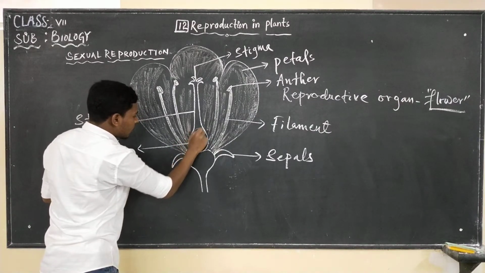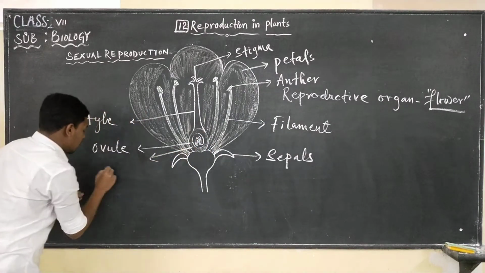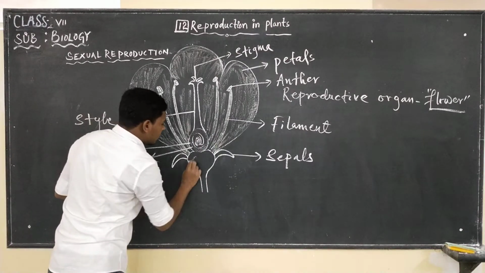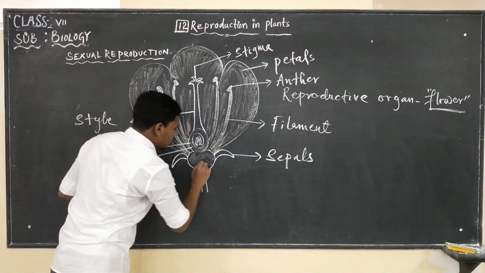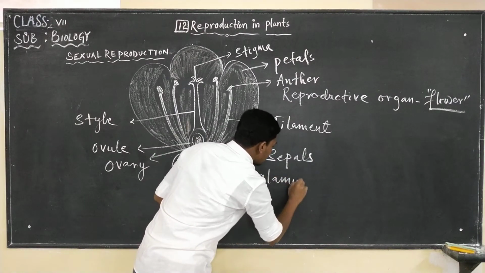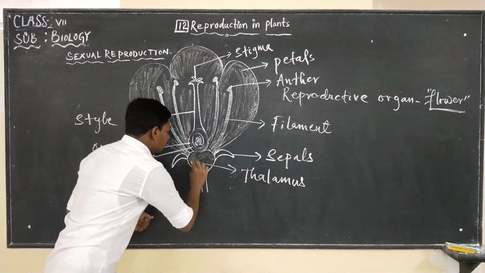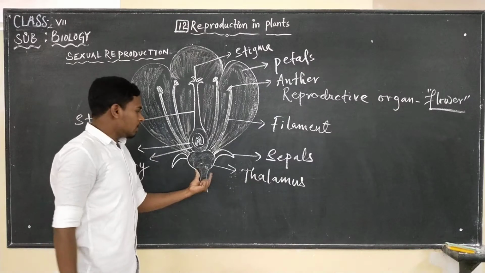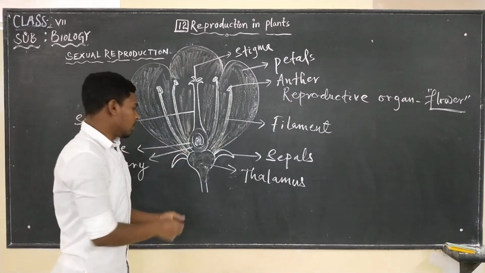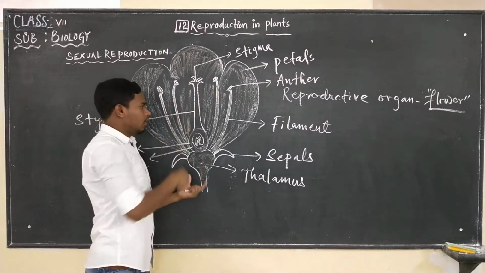This part is known as ovary. And this part is known as thalamus. Thalamus is the organ on which all other floral parts sit.